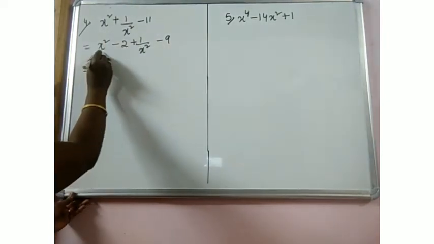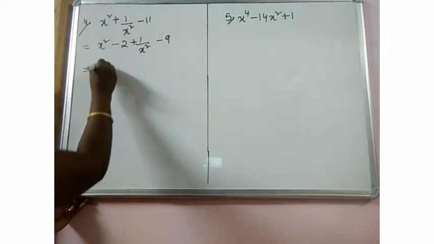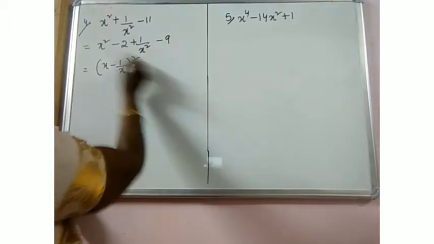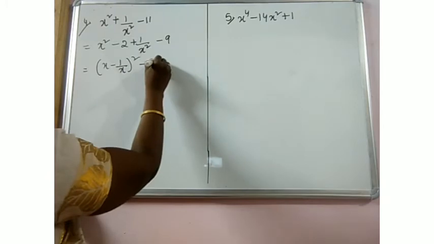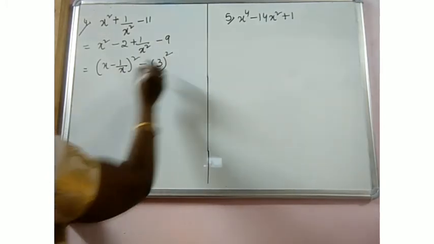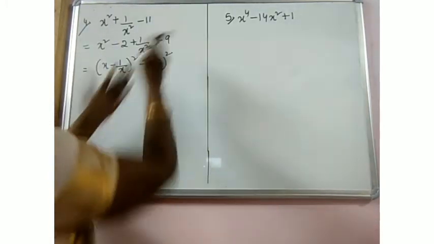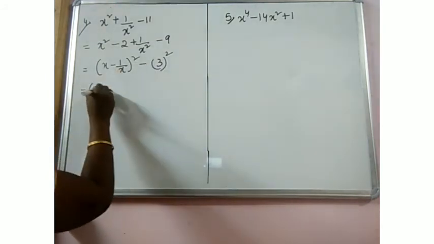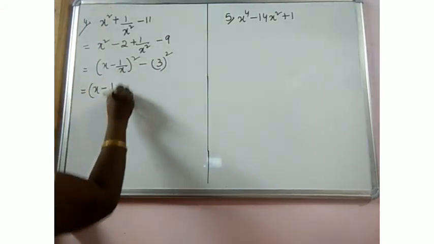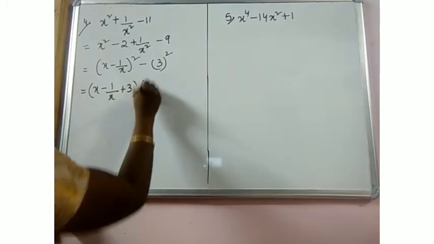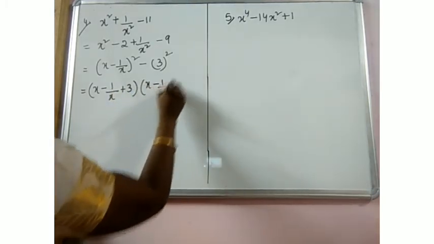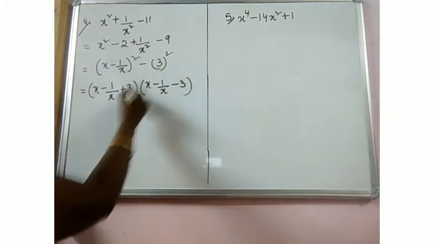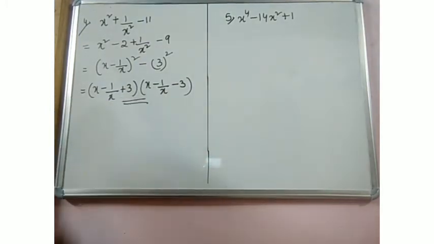Now you see, this is like (x − 1/x)². Yes or no? (x − 1/x)², if you open it you will get it. And 9 means 3². Now again this is like a² − b². So a + b into a − b: (x − 1/x + 3)(x − 1/x − 3). Okay, (a + b)(a − b).